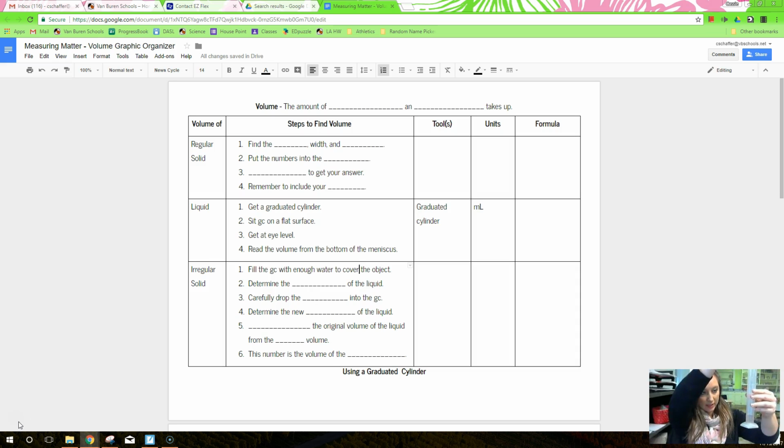I'm going to try to do this. Remember, you need to be doing this on a flat surface, but I'm going to do this so you can see what's going on with my webcam. So I have 15 milliliters of water in there.